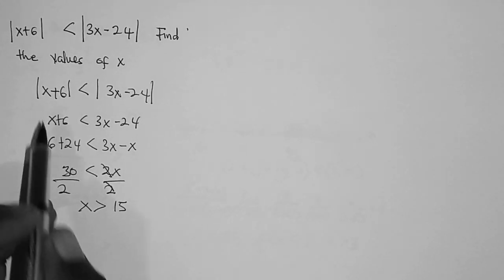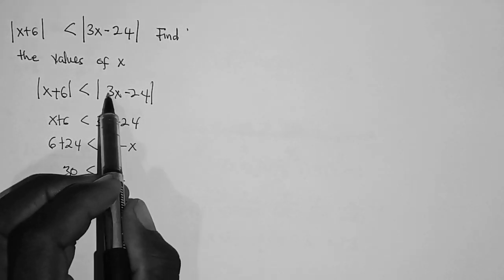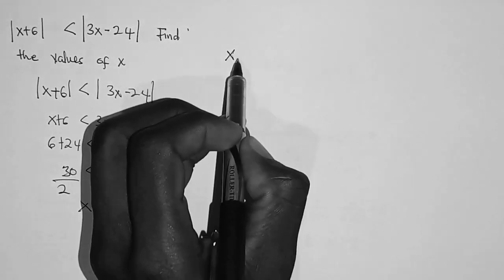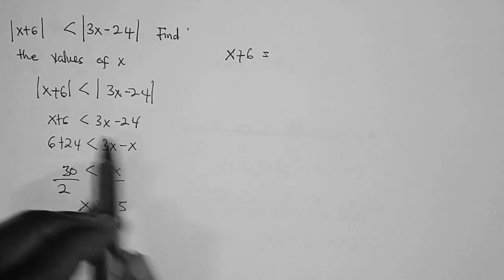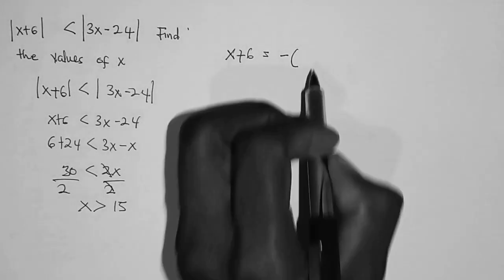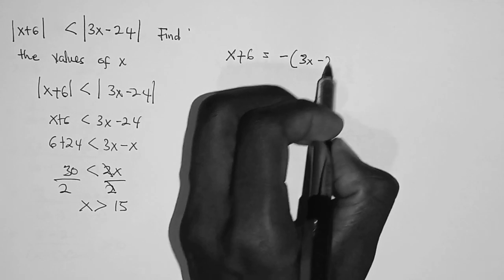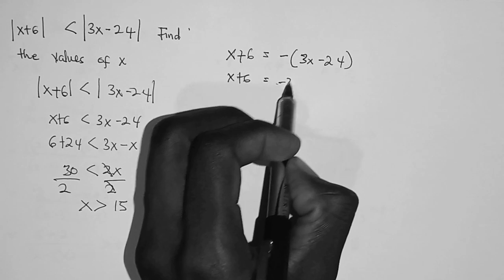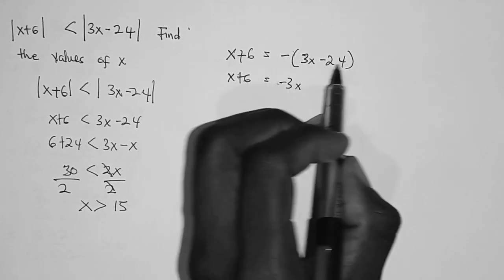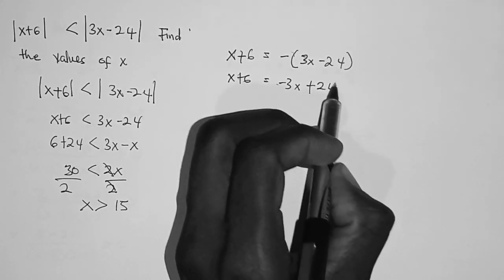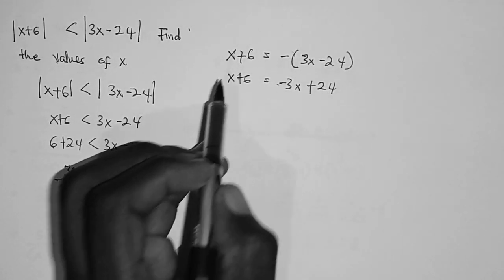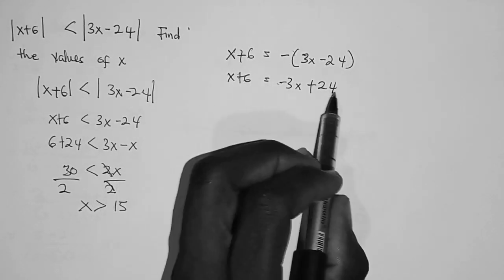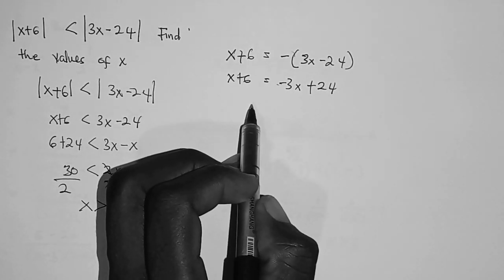Now, the next thing is we need to find the negative of this. So this one becomes x plus 6 equals minus, into brackets, 3x minus 24. So this becomes x plus 6 equals minus 3x. Then minus 1 times minus 24 becomes plus 24. So let's bring 24 to the other side. Let's take 3x to the other side and bring 6 to the right hand side.